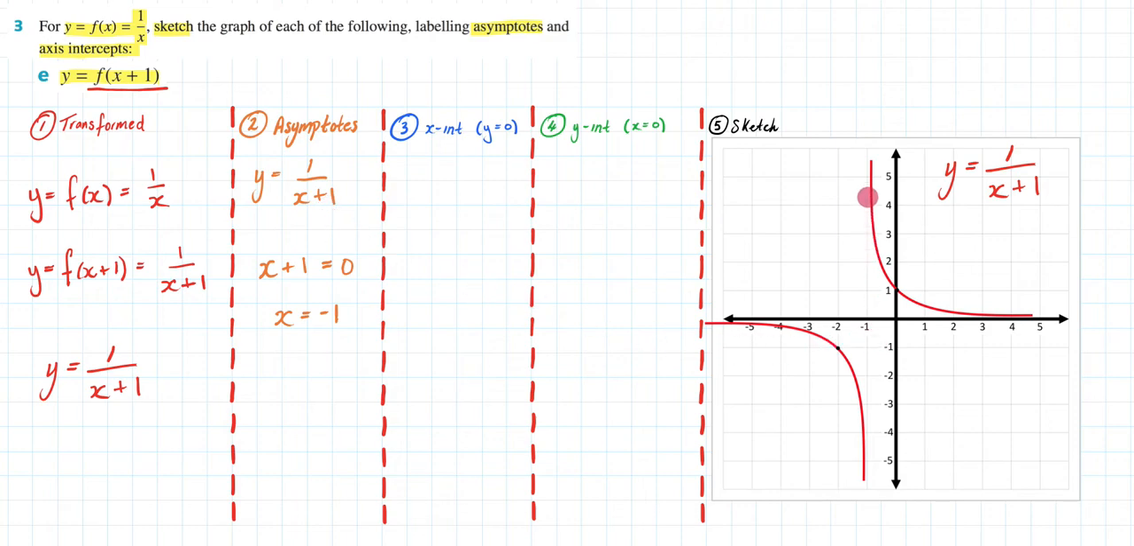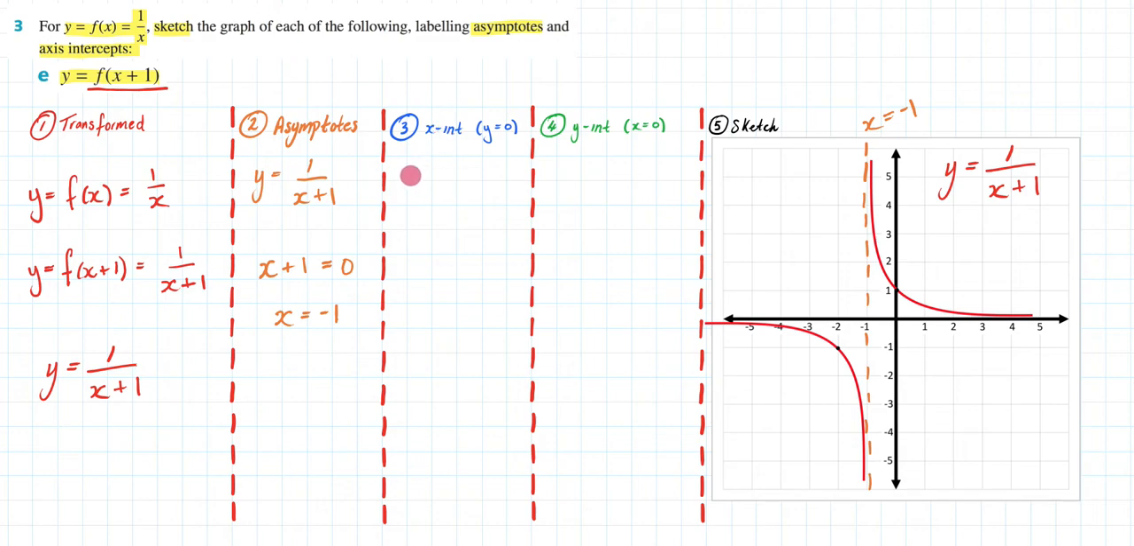So I come here now, and I can put in that as an asymptote. My asymptote will be x equals negative 1. And that proves what we saw before, that my graph will be translated 1 unit in the negative x direction. So this is x equals negative 1. Perfect. Let's now find my x-intercept.